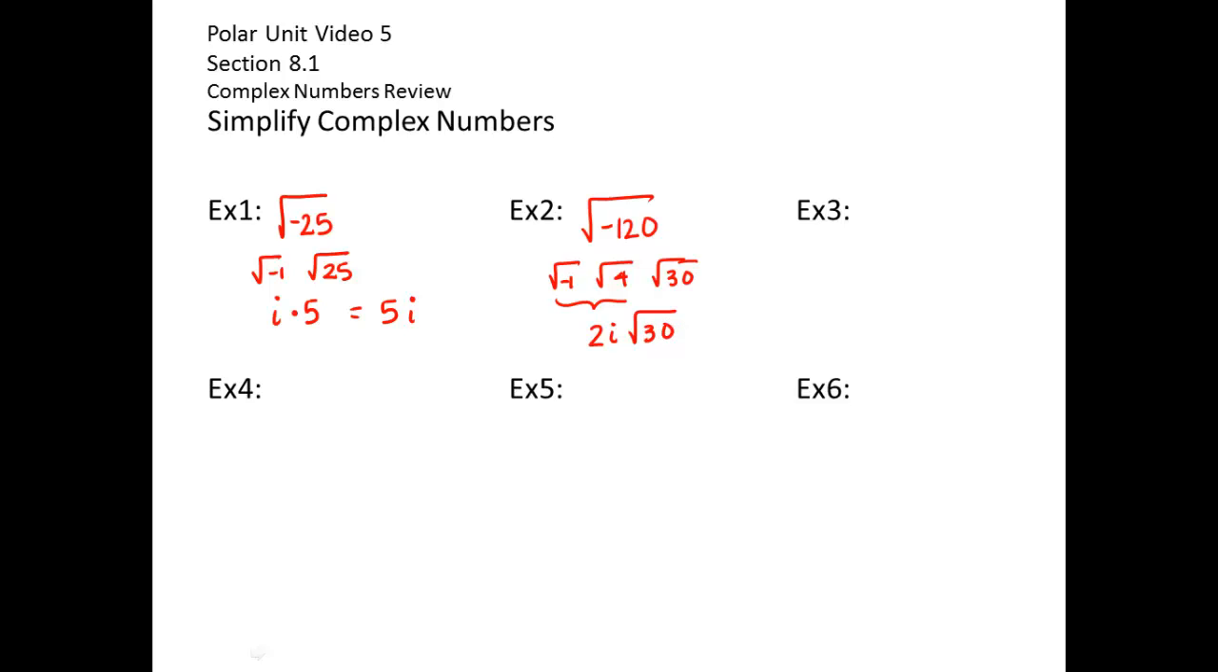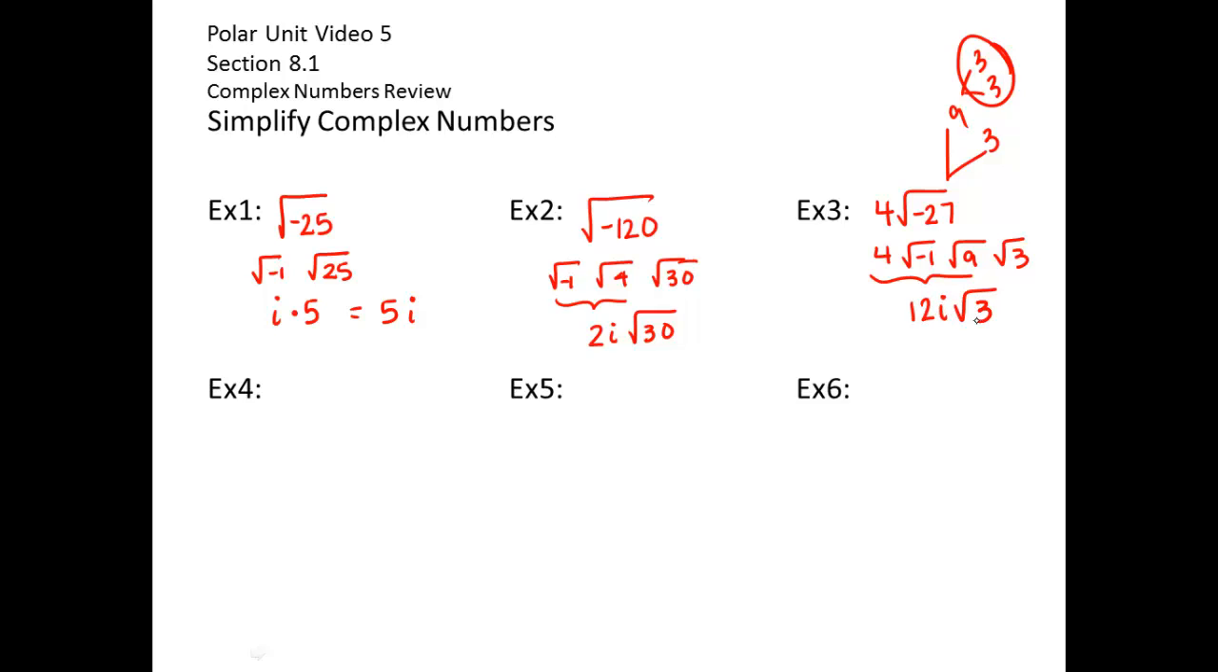Example number 3 has a coefficient of 4, so I have 4 times the square root of -27. So I'm going to have 4 times the square root of -1 times the square root of 9 times the square root of 3. Now you may want to break this down. This might be something that you're used to, just breaking it down like this and then circling a single pair. That's the same thing that I'm doing. I'm just writing mine as radicals, a product of all of those radicals. So this first part here becomes 4i times 3, or 12i square root of 3.